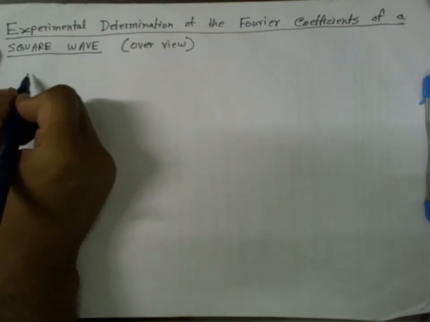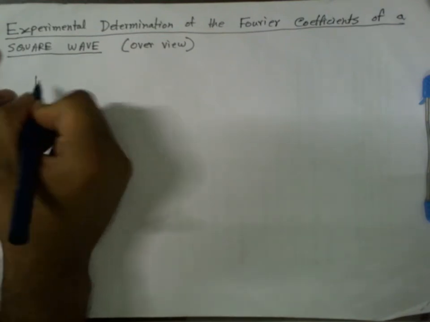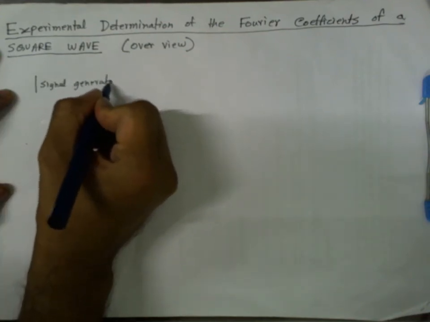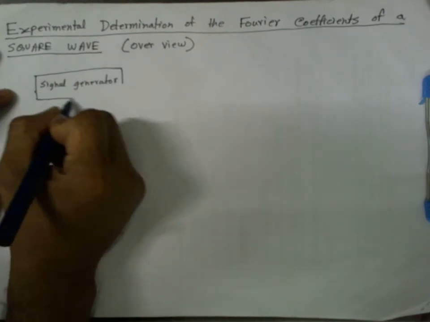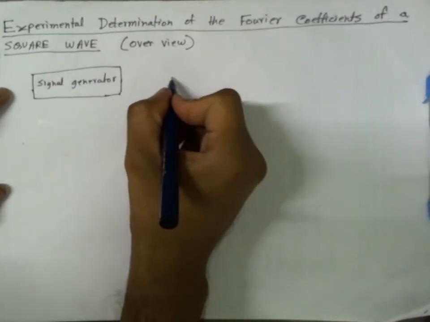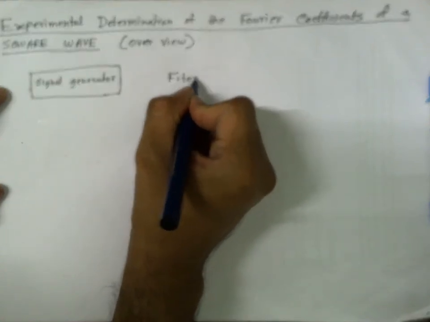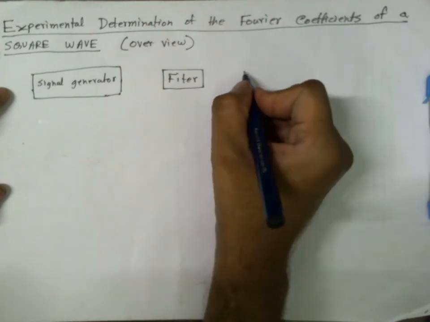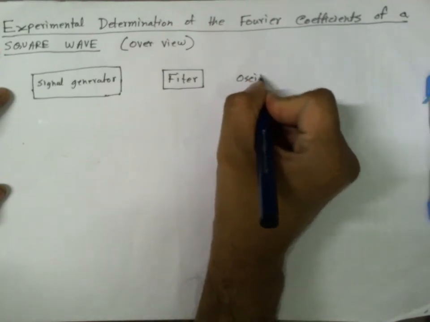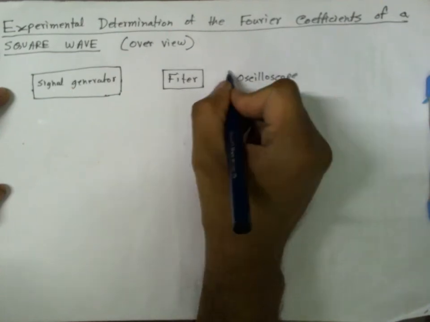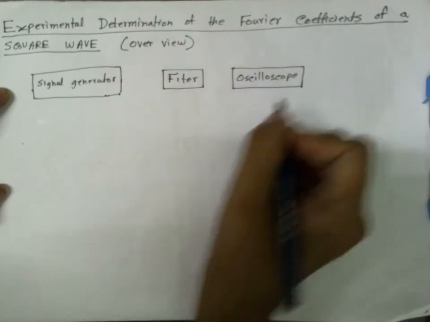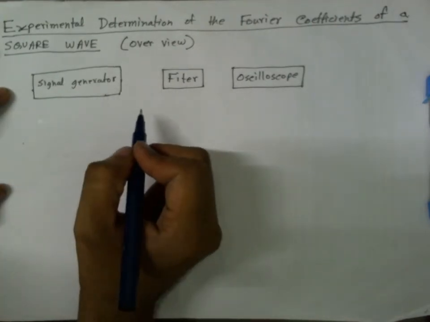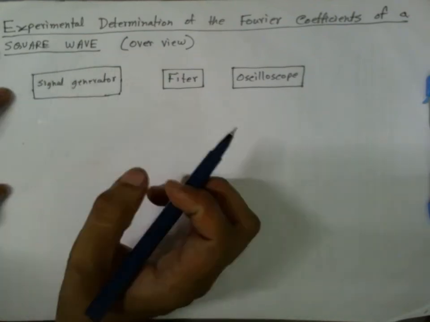Suppose I have a signal generator and then a filter and then a measuring device. This can be an oscilloscope. So we can use these three components to determine the Fourier coefficients of a square wave.